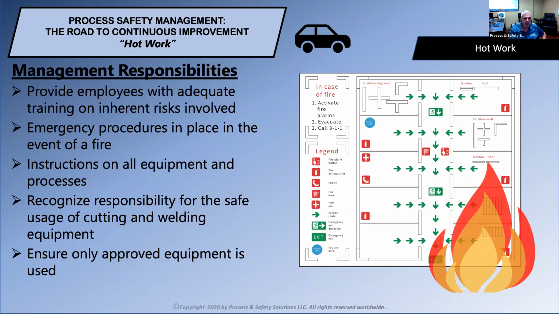Emergency procedures should be in place in the event of a fire. Instructions on all equipment and processes, making sure that they're given those instructions, and recognize the responsibility for safe usage of cutting and welding equipment. A lot of times cutting and welding can be eliminated if we plan ahead and not have to use that type of equipment because of the risk involved. Ensure only approved equipment is used, making sure that we don't bring in devices that can create more hazards than we need them to create to complete the job.